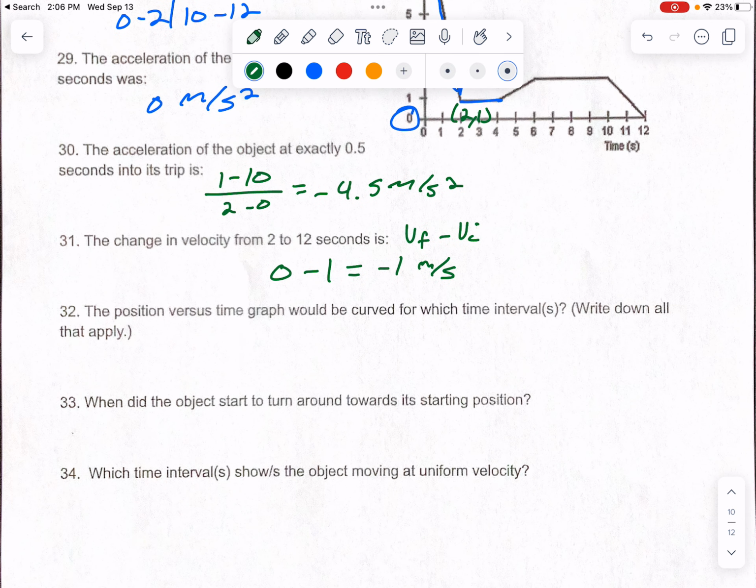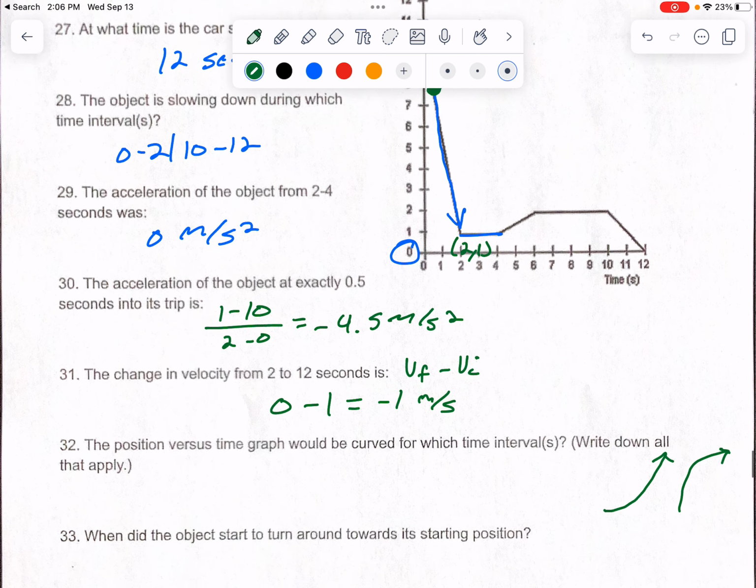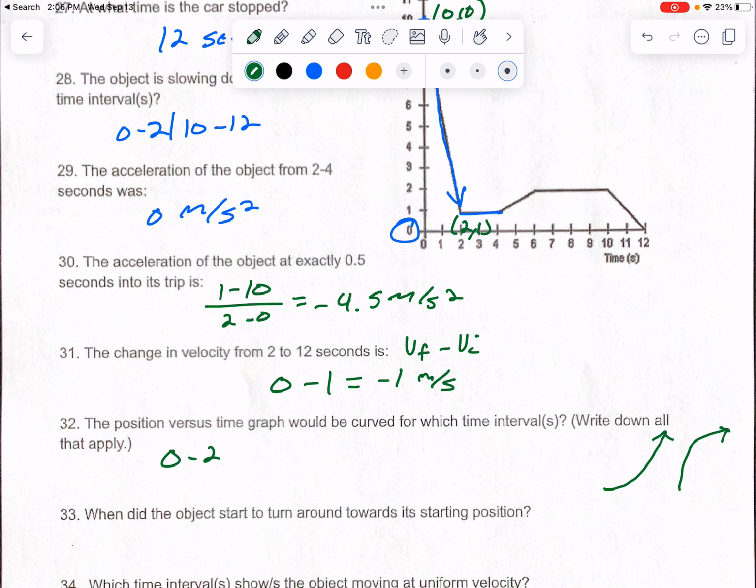32, the position versus time graph would be curved for which of the intervals? Anytime there's something curved on a graph, that's when you were either speeding up or slowing down. So you're looking for when you are speeding up and when you are slowing down. From 0 to 2, you're slowing down. So there's one. Then from 4 to 6, you're speeding up, so there'd be another curved line. And then from 10 to 12, you would be slowing back down again.